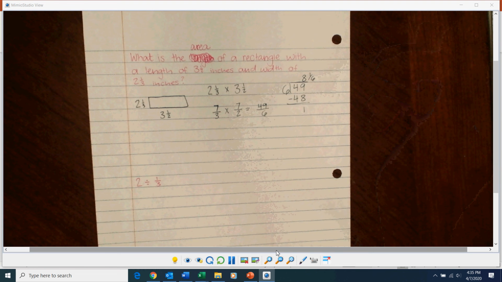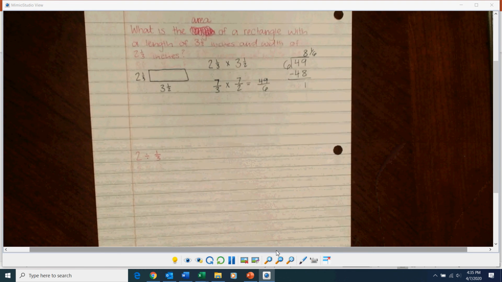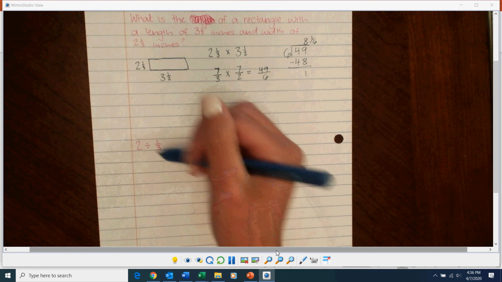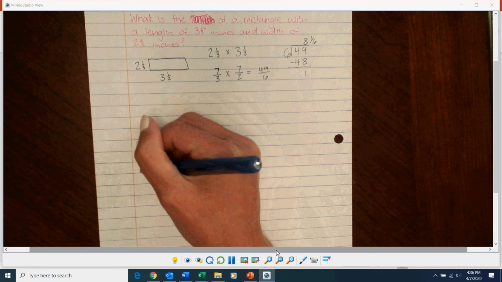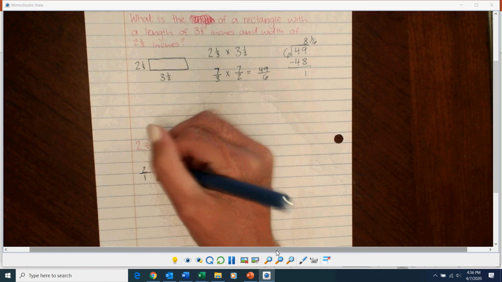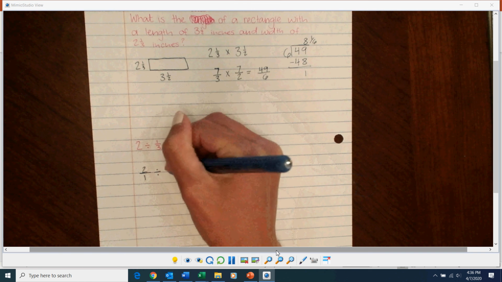Now let's take a look at how to divide fractions. So I have 2 divided by 1/3. I need to make this whole number into a fraction first by placing a 1 in the denominator. And I'll copy down the rest of my problem.